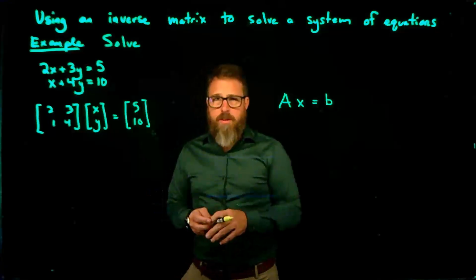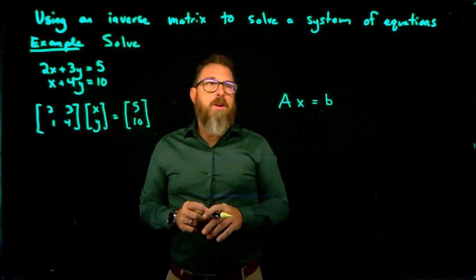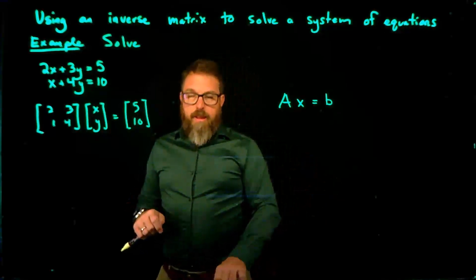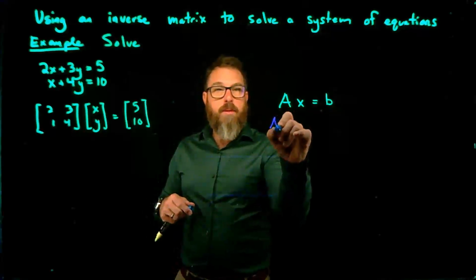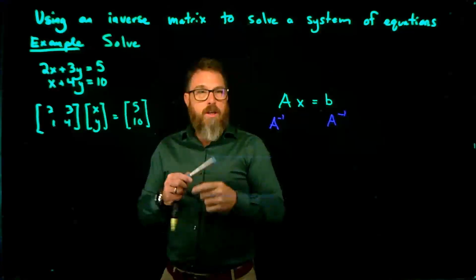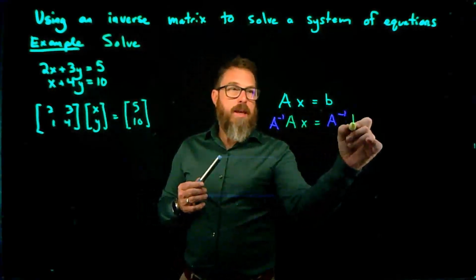So how would we solve this? Let's just go about this in general. What we have to do is use the inverse. I'm going to multiply the left-hand side of this by A inverse, and I'll also have to do that over here. So I have A inverse times AX is equal to A inverse times B.